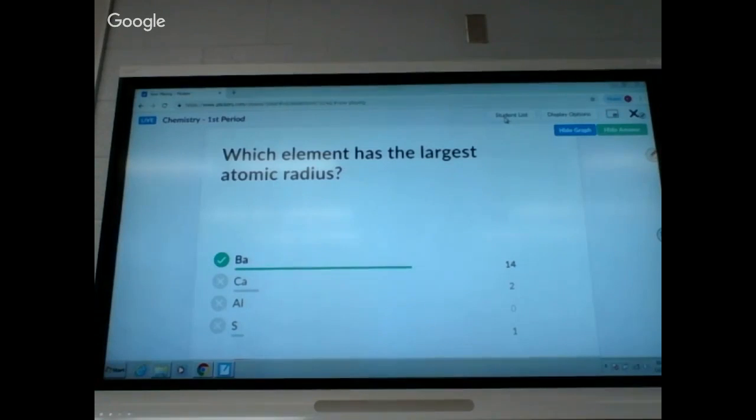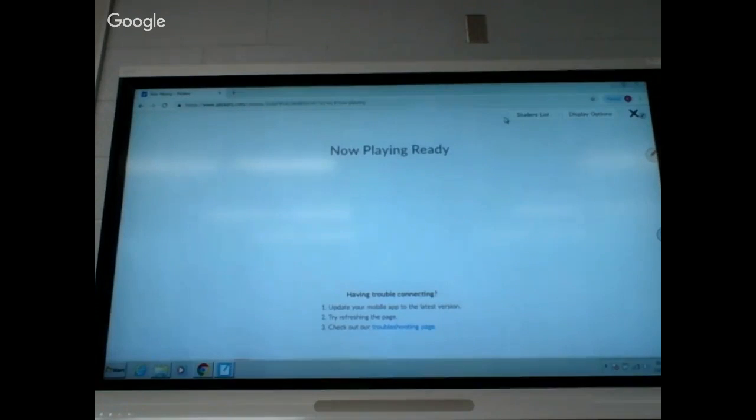So we got three who, all right, calcium is in the right group, but what happens as you go down the group? It gets bigger. So that's why it's not calcium. And sulfur, you're at the wrong end of the table. You pick the largest radius or electronegativity. All right.